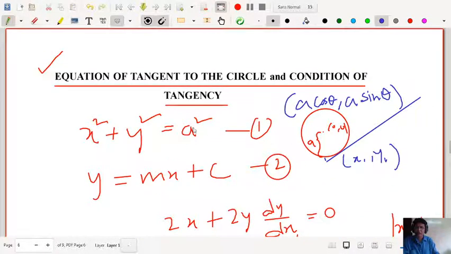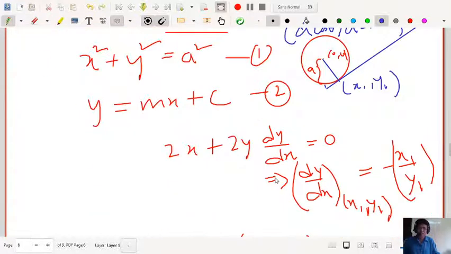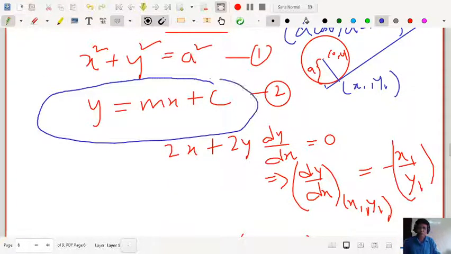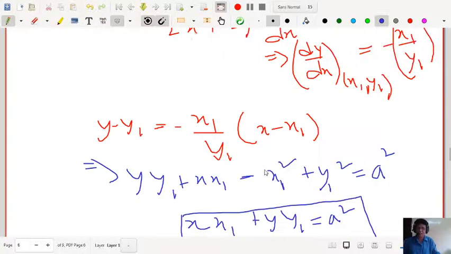So let me now find out the condition of tangency. The condition of tangency for a circle is very simple. The perpendicular distance from the origin to the tangent is a. If you draw a perpendicular from the origin to the tangent, it will give you the perpendicular distance. So the perpendicular distance of the tangent from the center, that is the origin, is equal to the radius. Let us apply this: this is the equation of the straight line, and this must be a tangent to the circle. We need to find that condition.